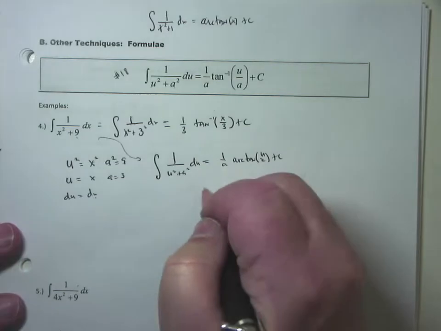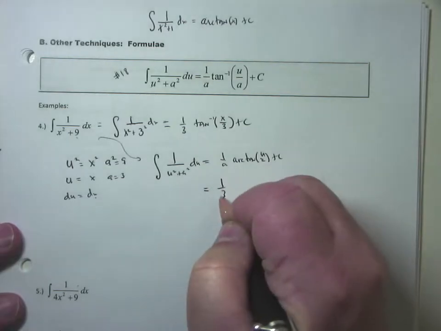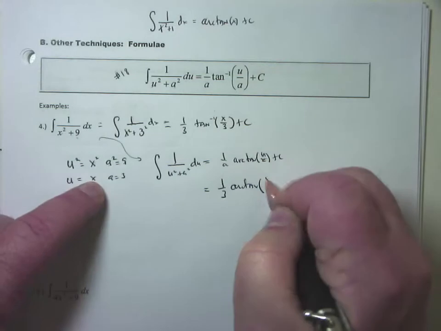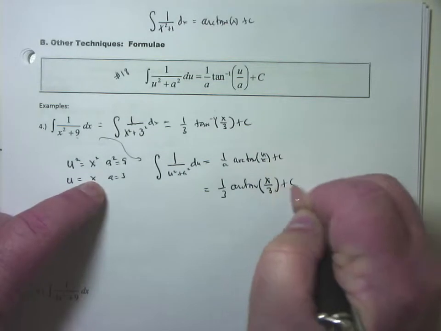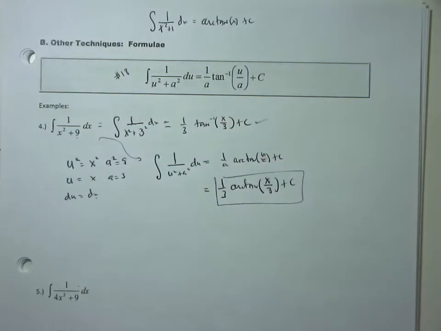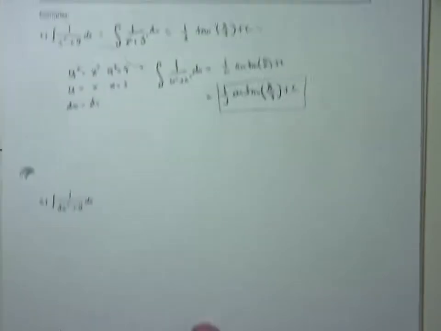And then you back substitute: 1 over 3 arctangent u, and u is x, over a, which is 3, plus c. And you got it if you just looked at the problem, but this technique right here, using that u substitution, is most important, because it doesn't take much before the problems start messing up. Take a look at the next guy.